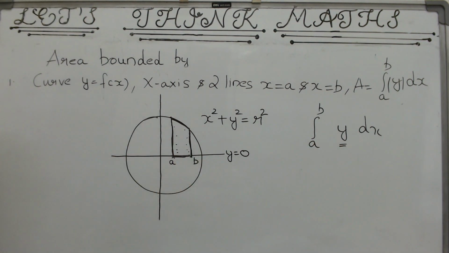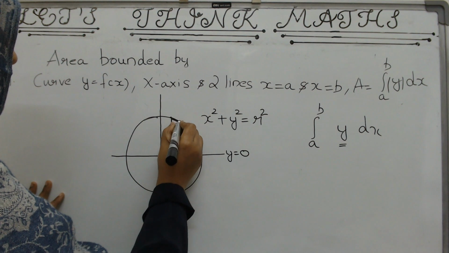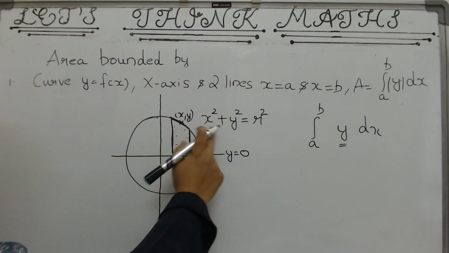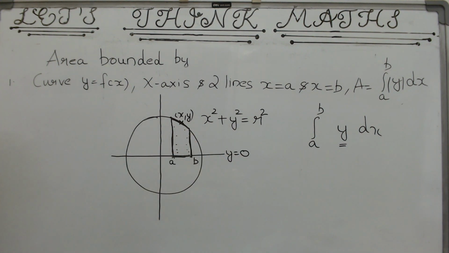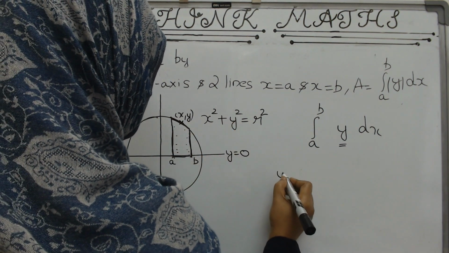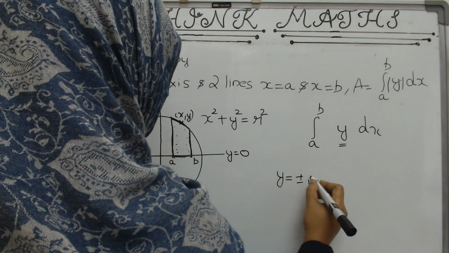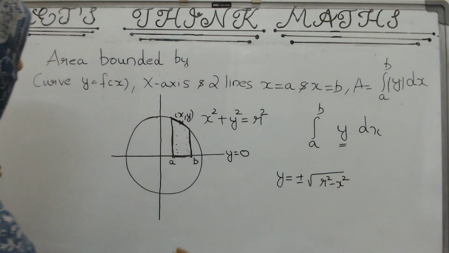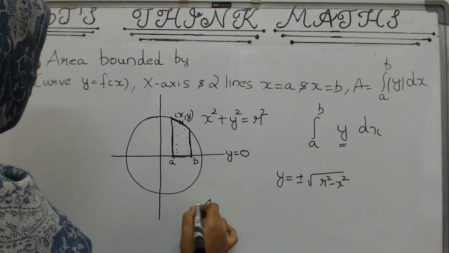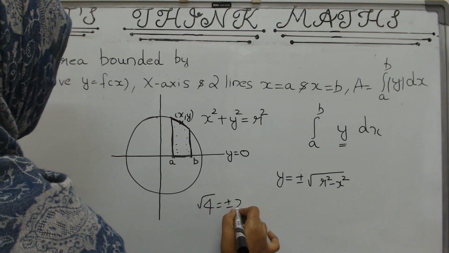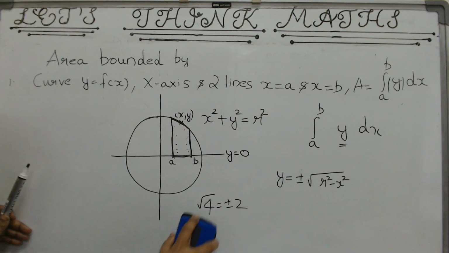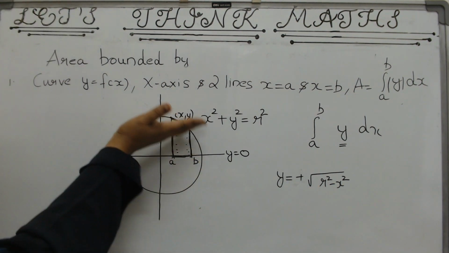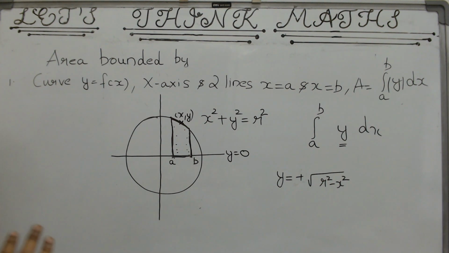So what do we do with that y? Any point on this circle is given by the ordered pair (x, y), which satisfies this equation, x square plus y square is equal to r square. So from this you get your y to be plus or minus square root of r square minus x square. Remember, whenever you take a square root, for example the square root of 4, there will always be a plus or minus option. But here I will just take the plus option. Why is that? Because it lies in the first quadrant where x and y are always positive.